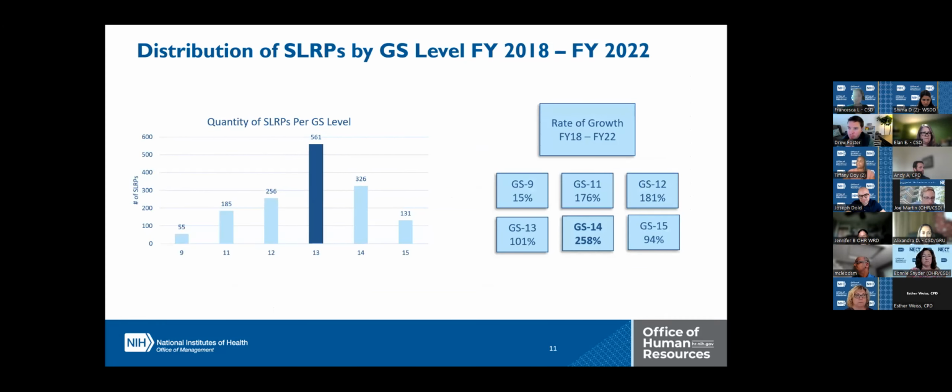Finally, we drill down to GS level. GS13s get the most SLRPs, but GS14s have the fastest rate of growth. GS9 was the smallest number with the lowest rate of growth.